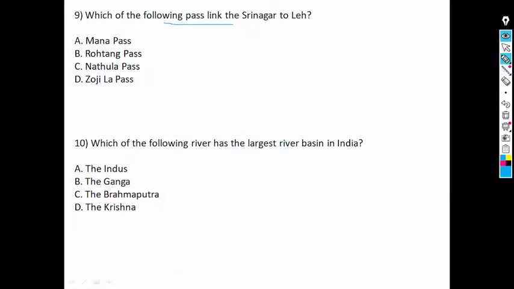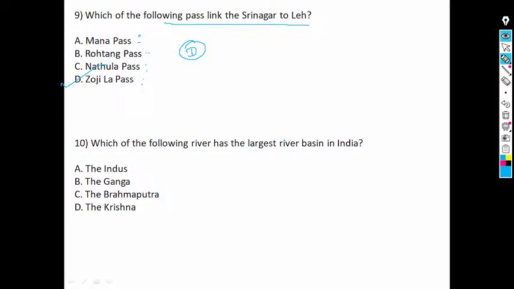Next, look: which of the following passes links Srinagar to Leh? Manna Pass, Rohtang, Nathula and Zojila. Srinagar to Leh, that is your Zojila Pass. D for Delhi.